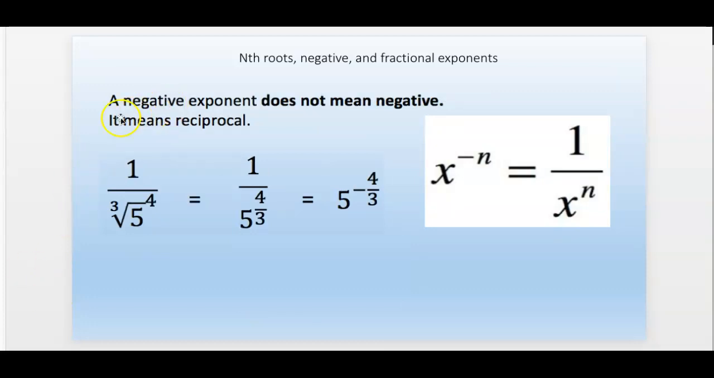Again, guys, a negative exponent does not mean negative. It means reciprocal. So if we have something like this, 5 raised to the power of 4, and we're taking the third root of that, the cube root of that, you can do them in either order. Doesn't matter. You can write it like this, 5 raised to the power of 4/3. Or you can write it like this, 5 raised to the negative 4/3 power, because that means 1 over.